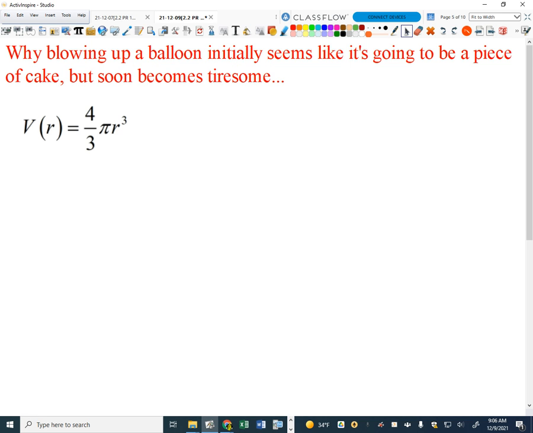Here's another really good way to think about this. This will help, I think. You've all been in this situation probably at some point, when you're blowing up a balloon. Raise your hand if you've blown up a balloon before. Everybody's blown up a balloon. You can all relate to this.